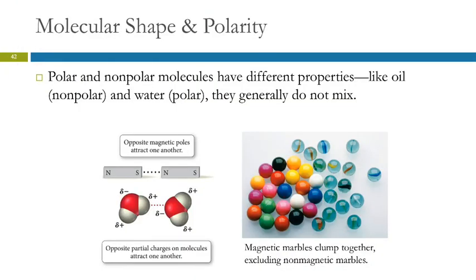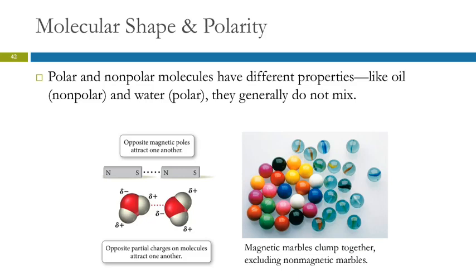So symmetry is a big deal for molecular polarity. If the molecule is not symmetrical, there's a good chance it's polar. Polarity is important because it has a big effect on the properties of the molecules. So polar and nonpolar molecules have very different properties. We know that oil and water don't mix together, right? And the polarity of the molecules is the reason. Oil is nonpolar, water is polar.